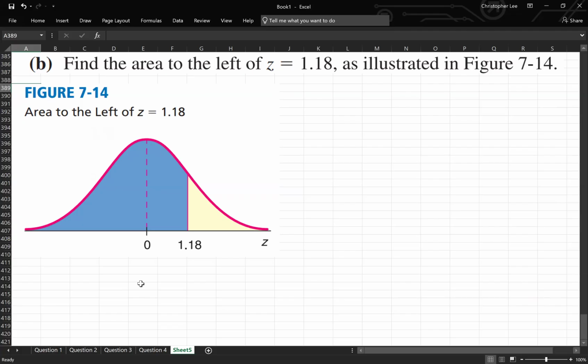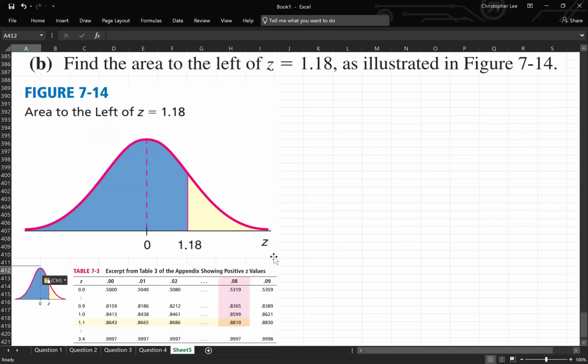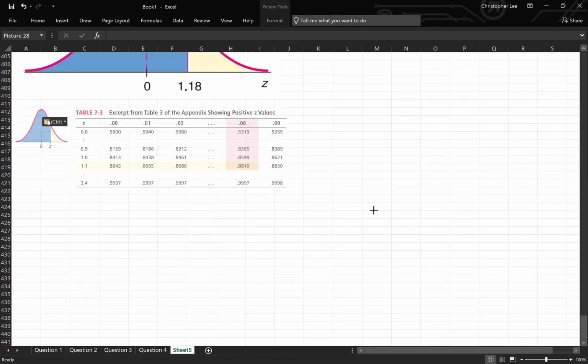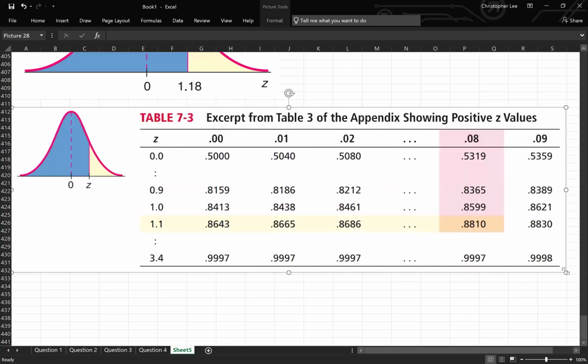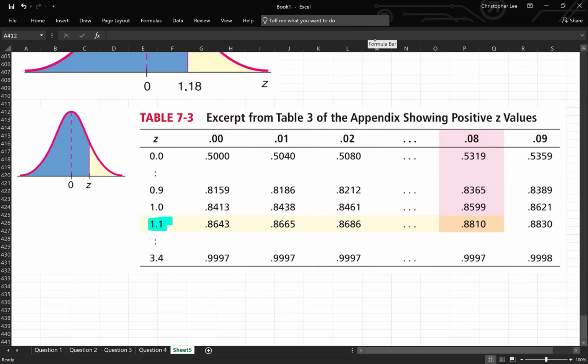That sounds better. Well, you found it. So here you go. I go to the positive Z table, right? And I look for 1.1. I go across the top and I look for 0.8, and they both intersect at 0.8810. That was beautiful. And that's the answer to my probability. All right.